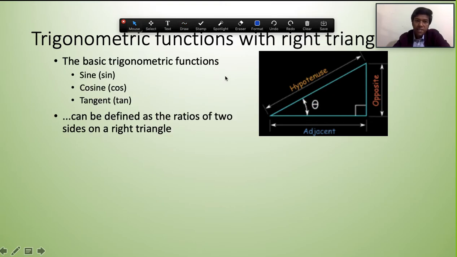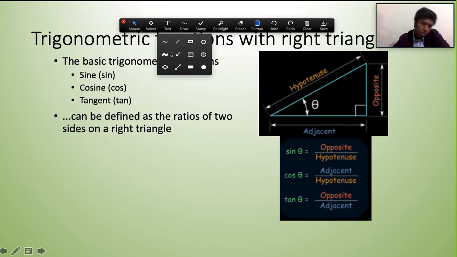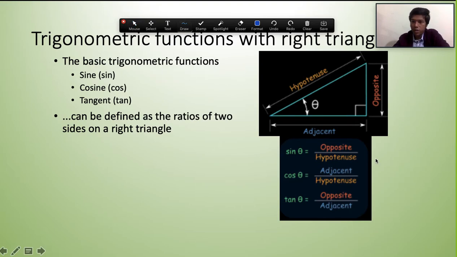Now we have basic trigonometric functions which relate the ratio of the sides of the triangle with the theta, and the definition is sin theta is opposite divided by hypotenuse. Cos theta is adjacent divided by hypotenuse, and tan theta is opposite divided by adjacent. There is a nice mnemonic to memorize it if you want to keep it in mind.